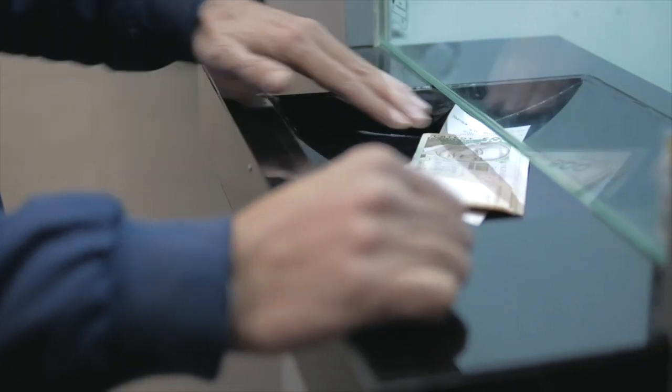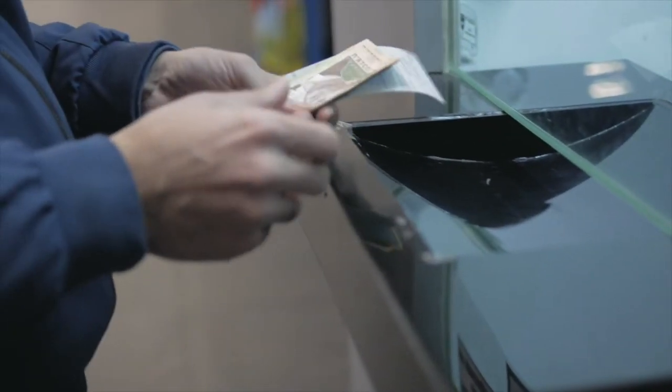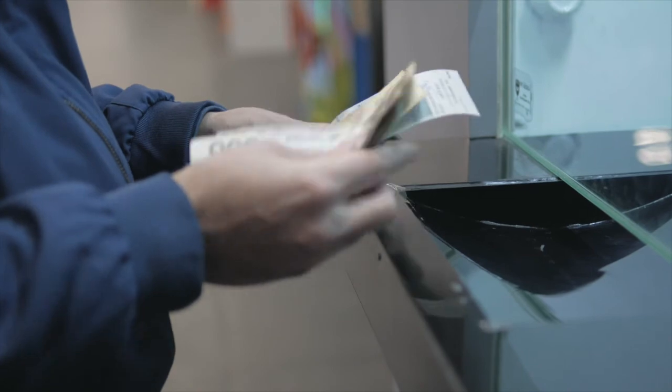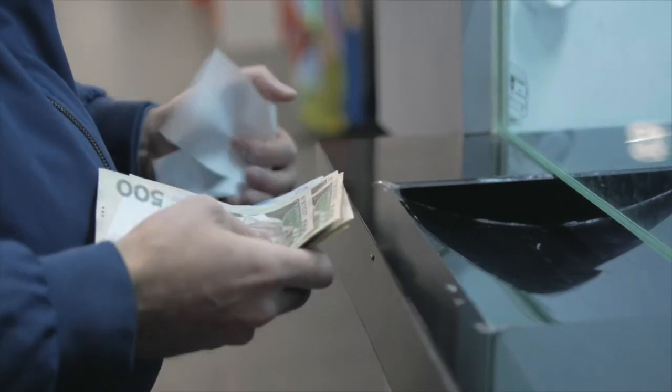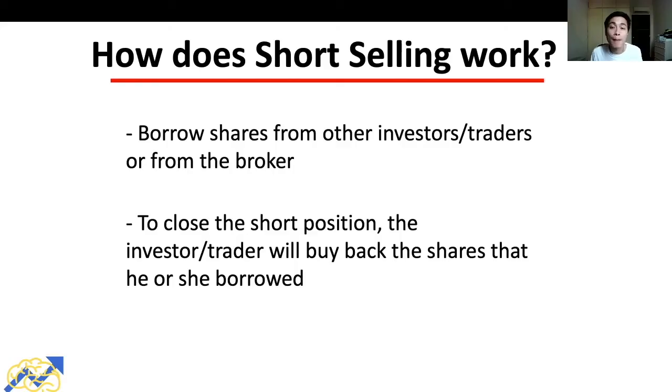Think of short selling as borrowing money. But instead of borrowing money, you are borrowing shares from someone. When you're borrowing money from someone, you will take a loan from them. So the person will loan you their money or their capital. And when it is time for you to return the money, you will return the principal amount plus some interest. And short selling works the same way. But instead of borrowing money, now you are borrowing shares. So that is how short selling works.